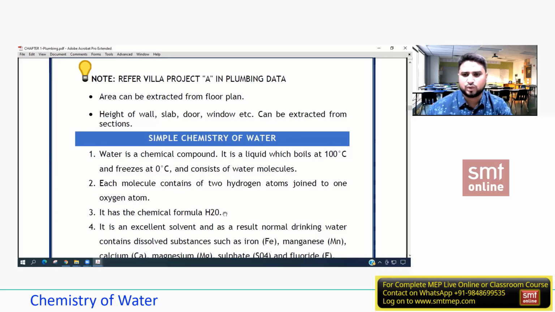I think it's very common. We know H2O is also known as water. Yes or no? Same thing. We call water H2O also. That is nothing but 2 hydrogen and 1 oxygen atom in that.